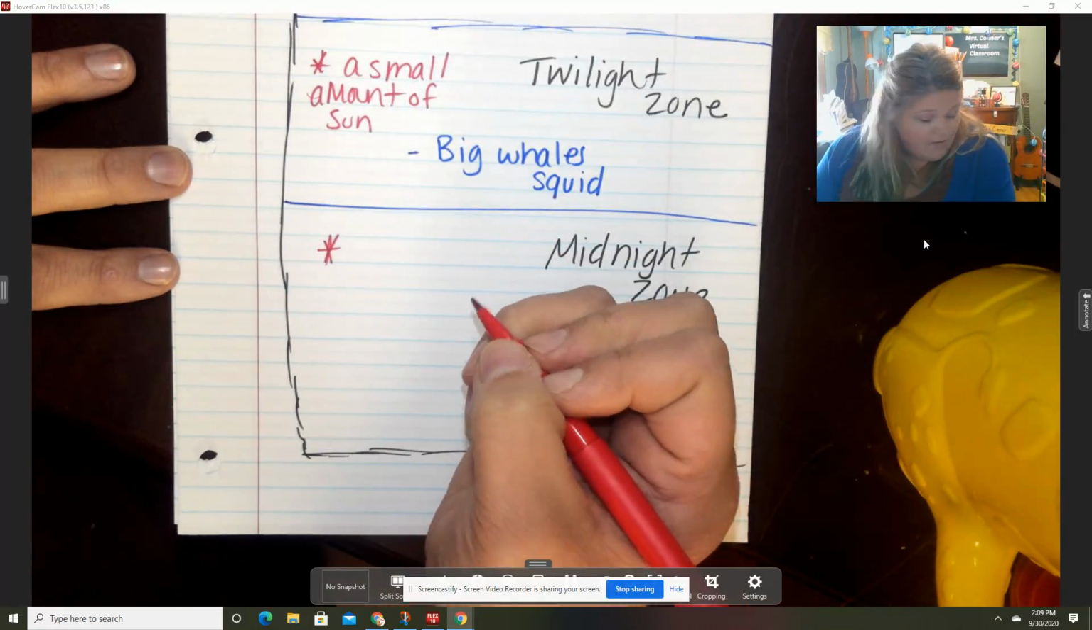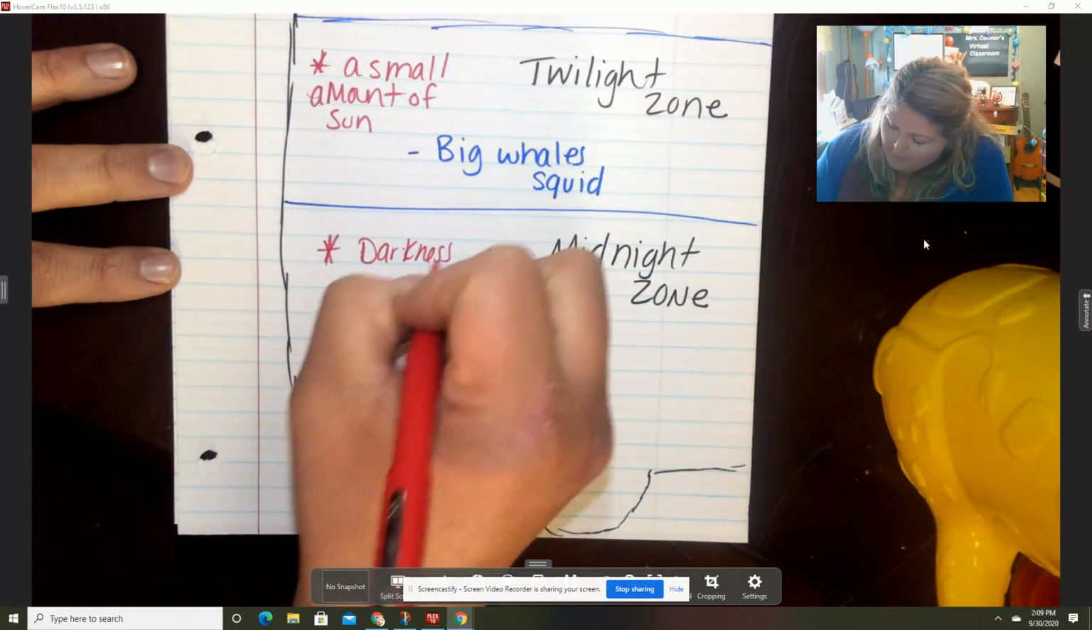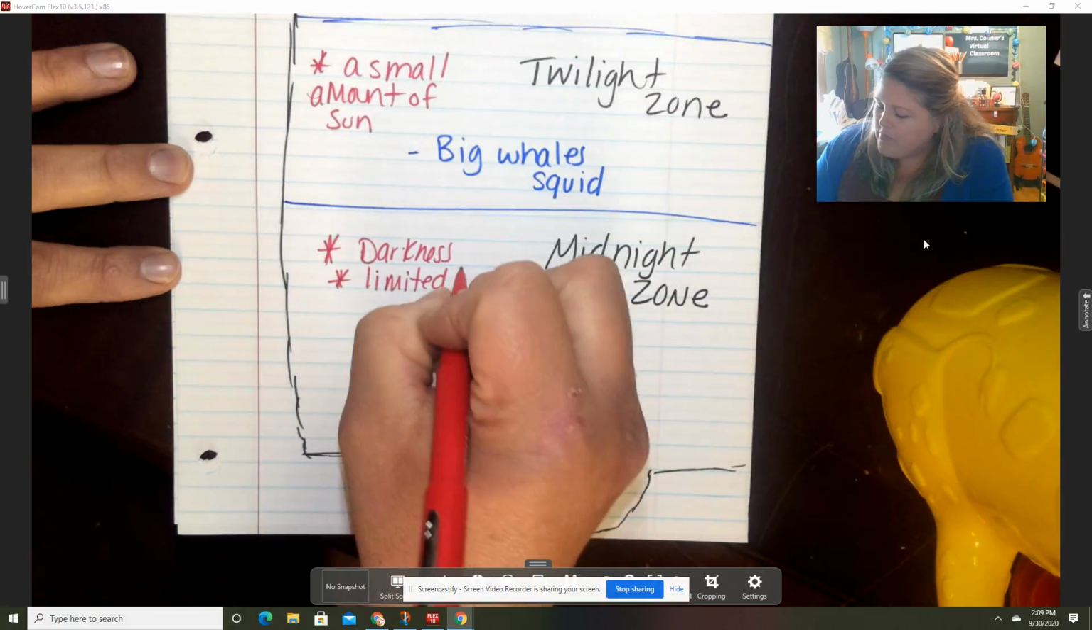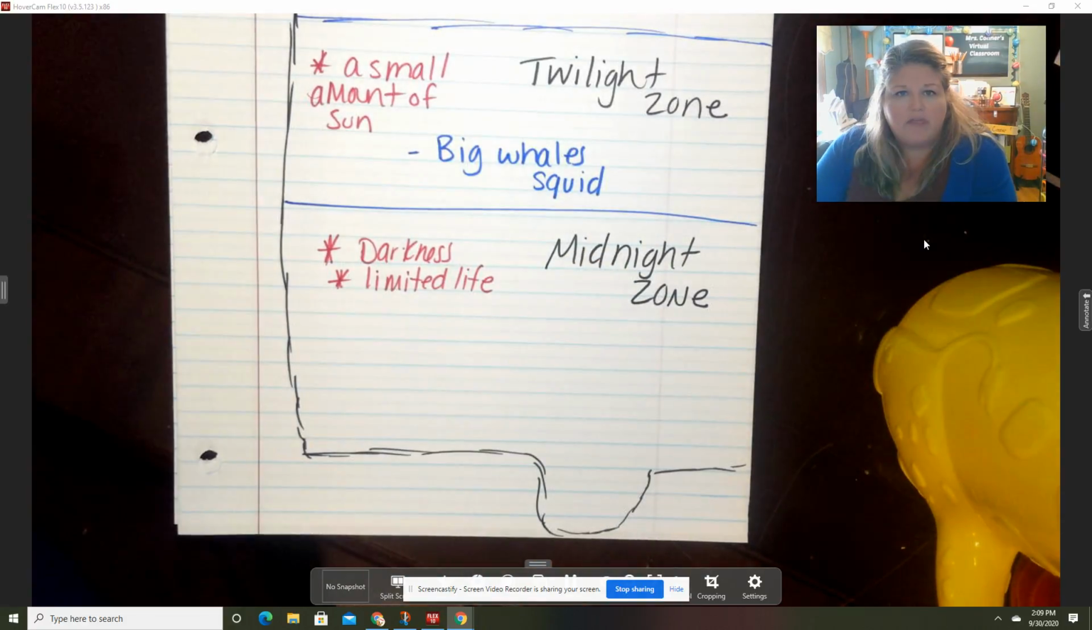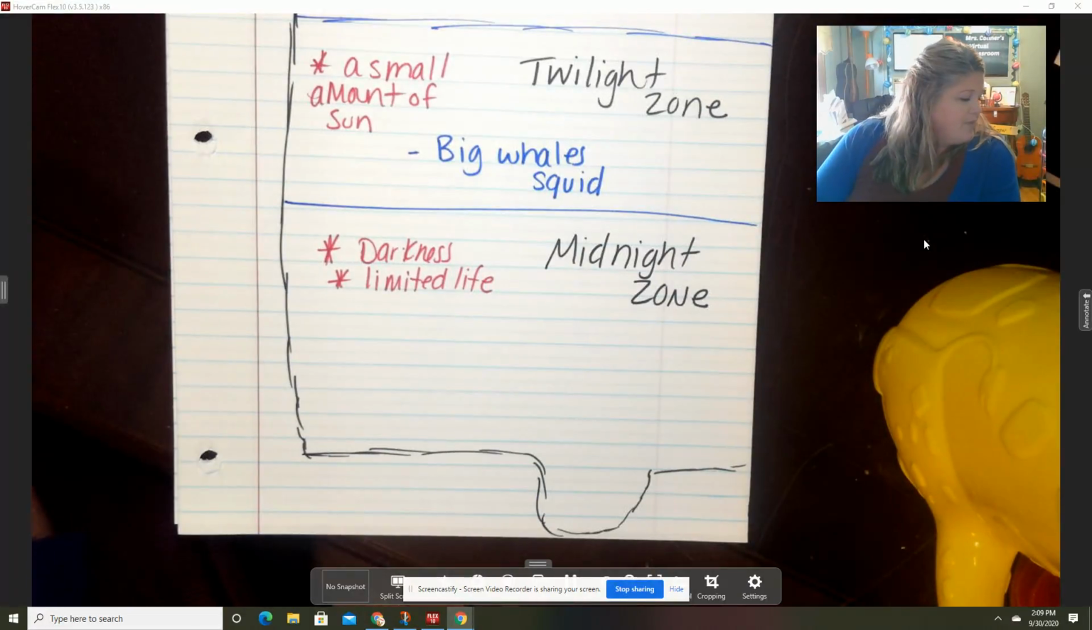So what was I right here? Darkness. And I'm going to say limited life. If you've ever watched Shark Week on Discovery Channel, there's a shark called the goblin shark, and he lives in the midnight zone, and it is terrifying looking. He looks like an alien. His skin is very see-through, and his jaw does this weird thing. I'll have to try to link a picture in one of our Canvas assignments so you can see him.